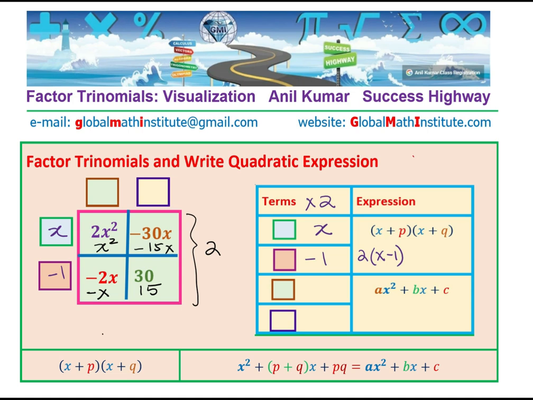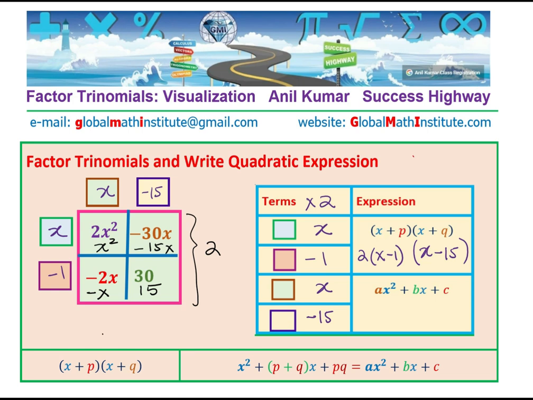Now, if you look into the column, then in the column we have x common, right? And the other column, 15 or minus 15, we'll take minus 15 common. And so we get x minus 15. Now, this 2 gets multiplied, and therefore it takes care of the other side also. Perfect. So that is how we are going to rewrite this.